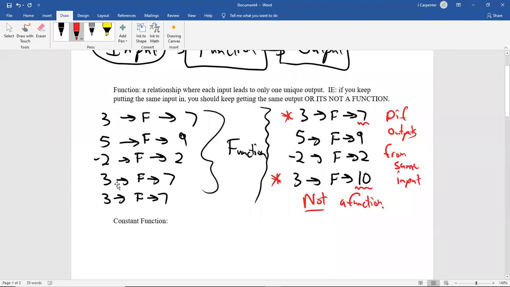So a constant function is a function in which the output is the exact same no matter what the input is. So if you want to use your words loosely, you could call a blender a constant function. You could call it a constant function.